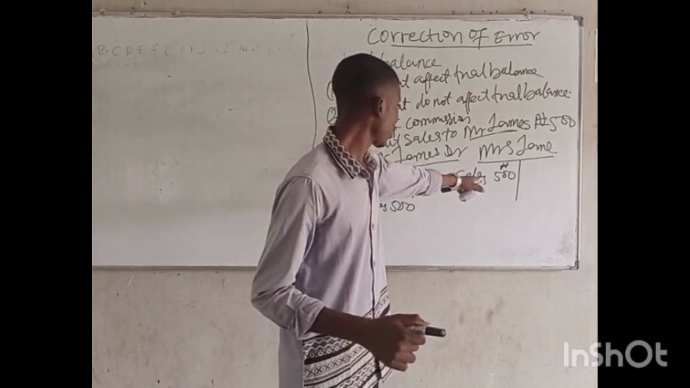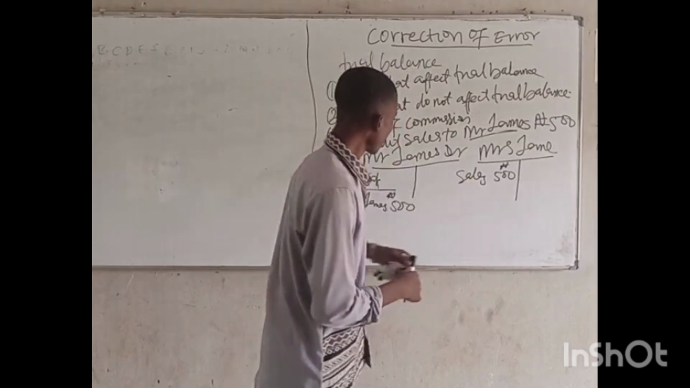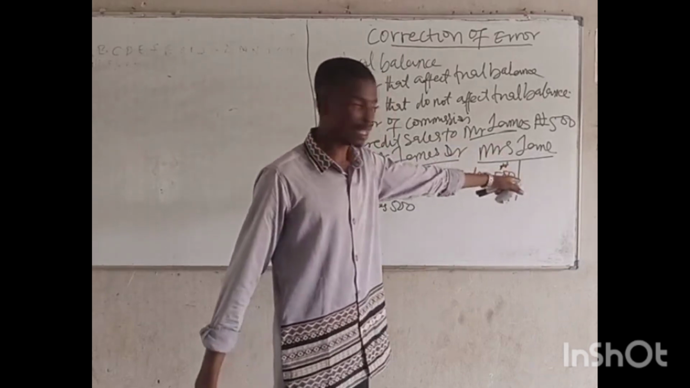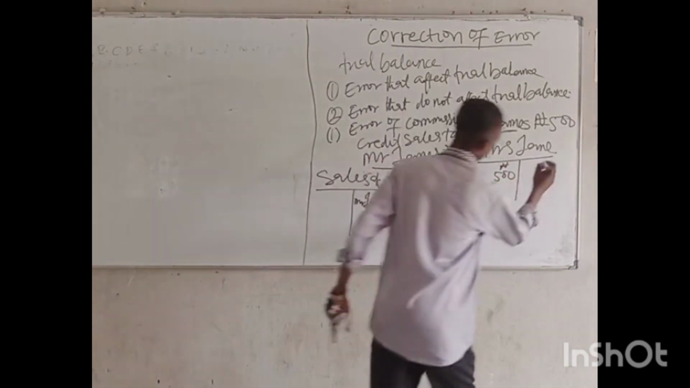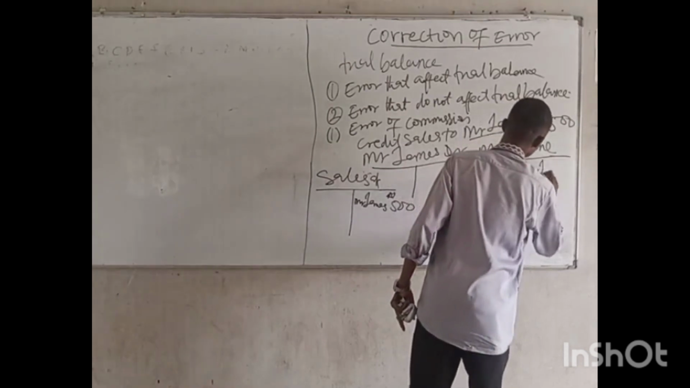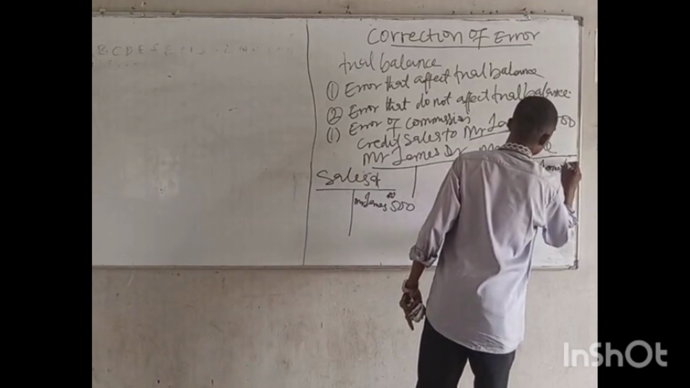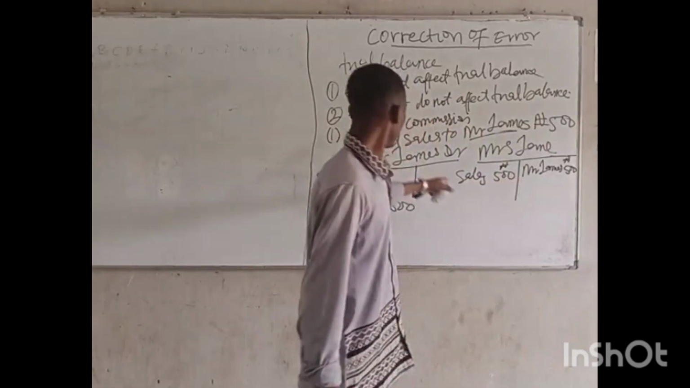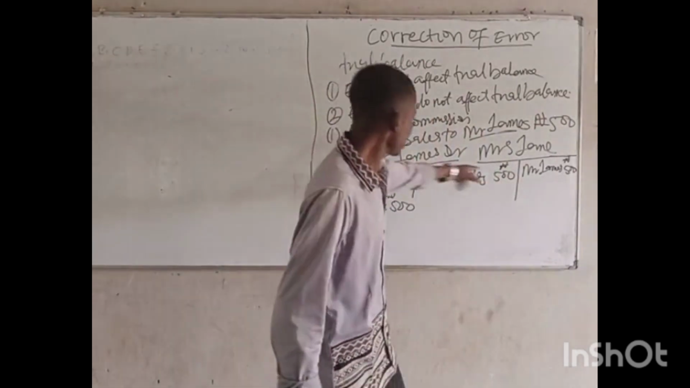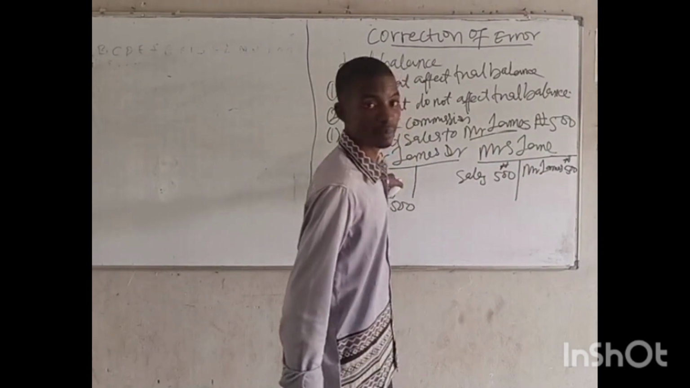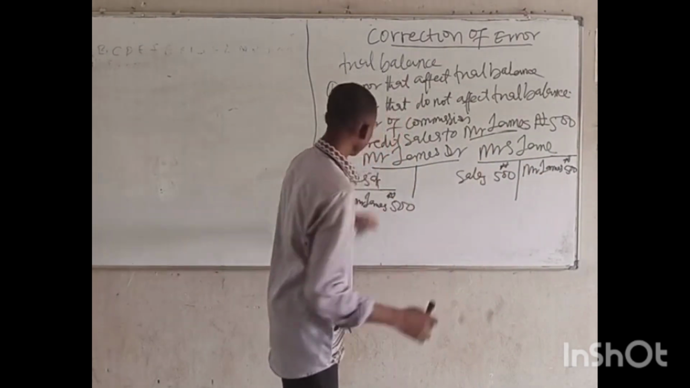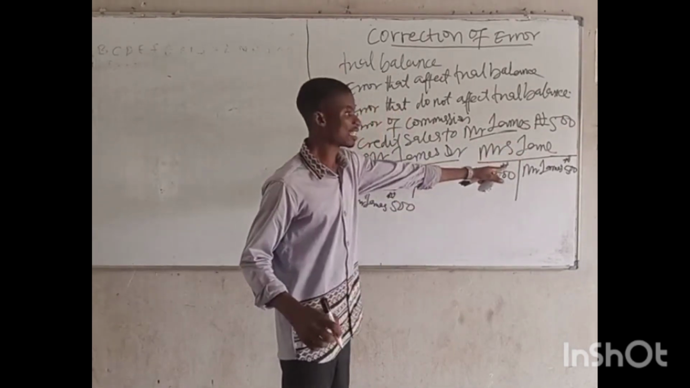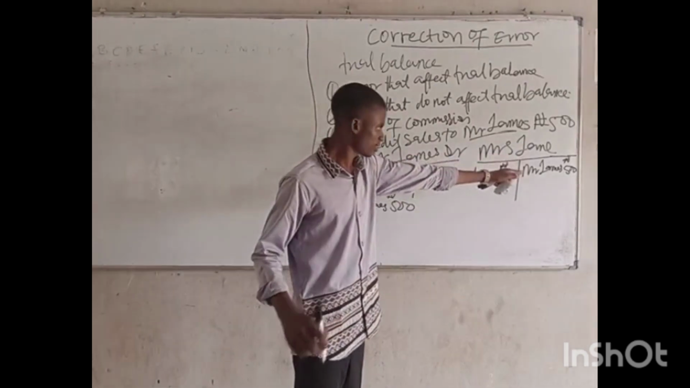So for us to correct this error, we are going to debit Mr. James' account with 500 naira. We come to the credit side and say, Mrs. Jane, so that the corresponding entry will go to the main owner account. Because it is credited here, it will come to the debit side of Mr. James' account. So under Mr. James' account, we record it showing that there is a transfer of this amount to here.